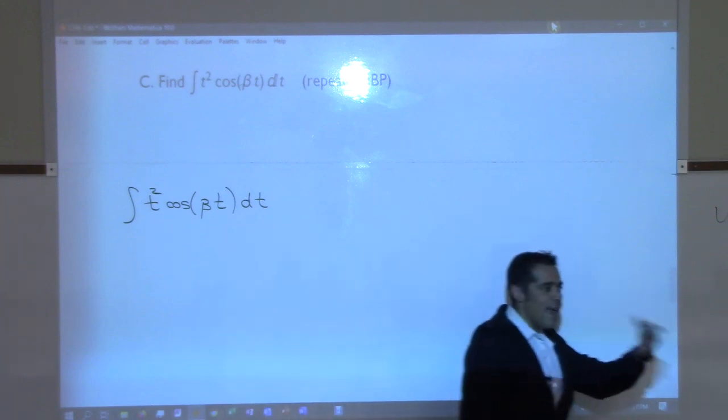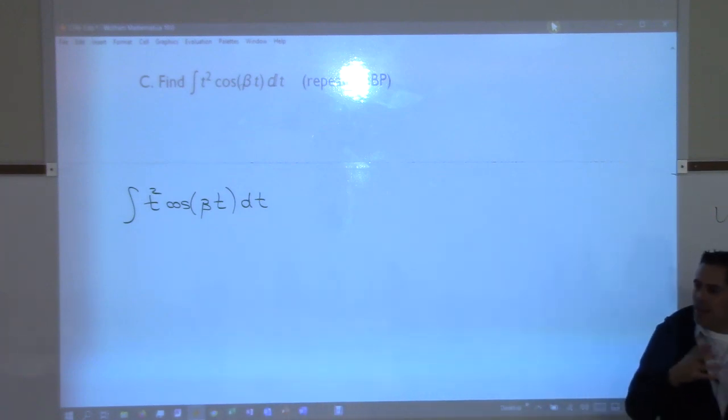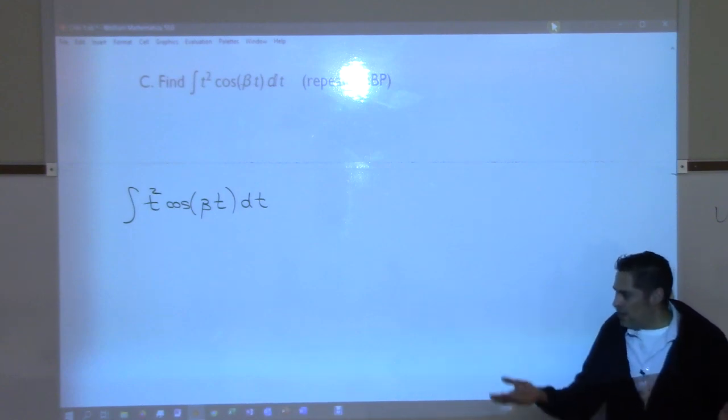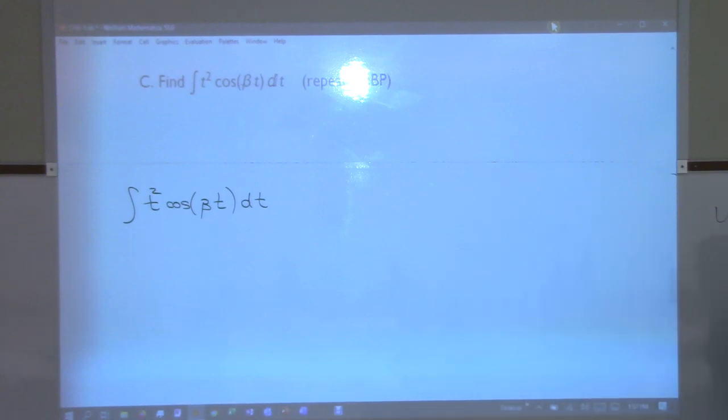So if you see an a or a b or something like that in the integral, I think we were talking about that earlier today, those are constants. Okay. All right, who is going here?